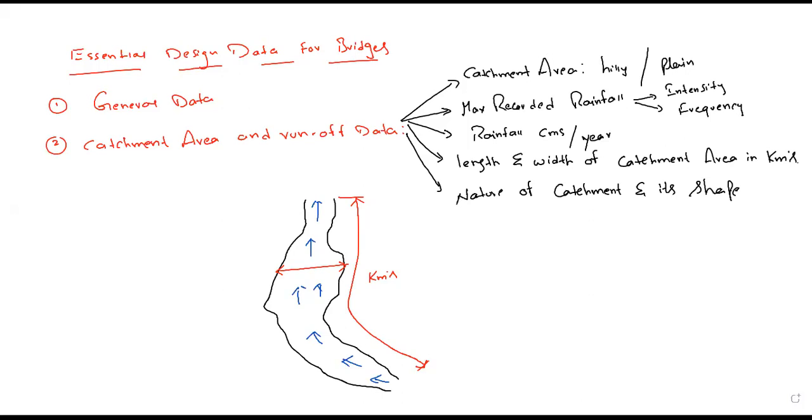Okay, right. So now let's discuss the third one. What is the third one? Data regarding nature of stream. Okay, what is the nature of that particular stream?